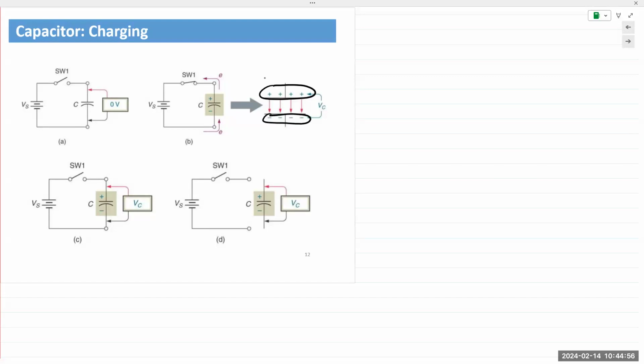You measure the difference in potential between those two plates, which is nothing but voltage. And that is the capacitor voltage, VC. And that is simply the operating principle of a capacitor.